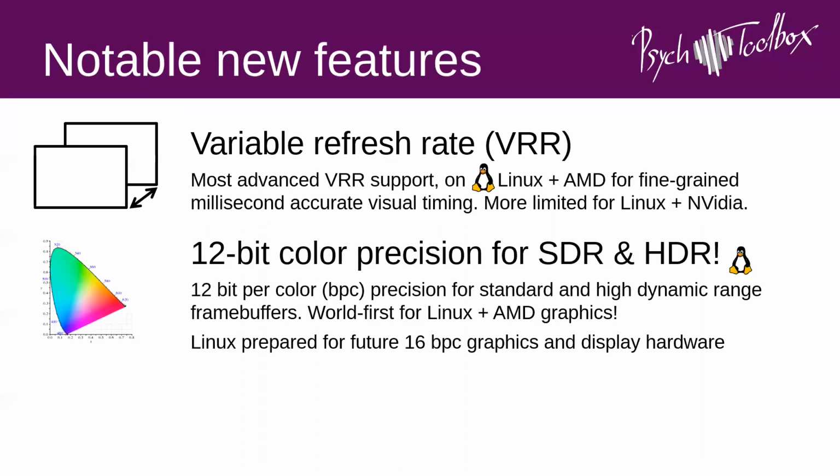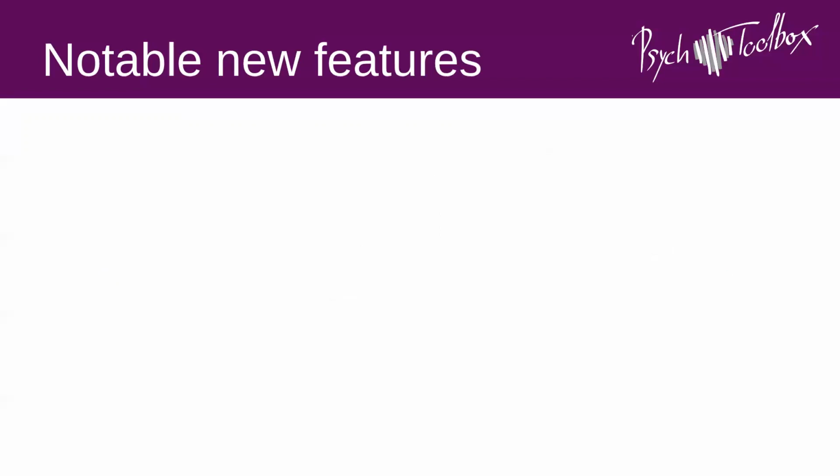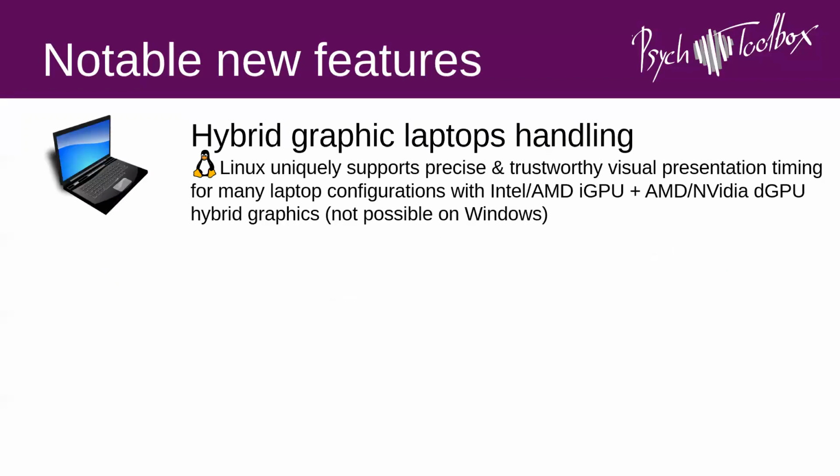12-bit color precision. This is something that allows you to have much more fine-grained steps of color than previously possible. This is a world first for Linux with AMD graphics, and Mario has also been preparing Linux for future 16-bit graphics and display hardware. There are also MATLAB installer improvements just for easier setup without, for example, needing the separate Subversion client installation. There's also support now for hybrid graphics laptops on Linux. These are laptops that have two graphics cards, which could sometimes cause issues in terms of visual timing. Those are now supported on Linux.